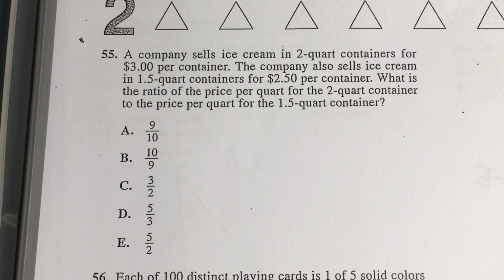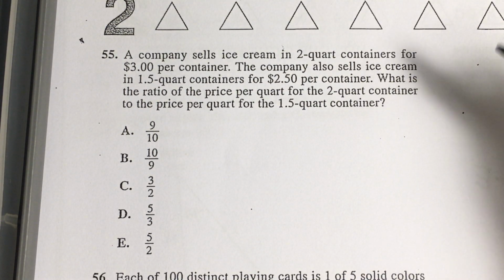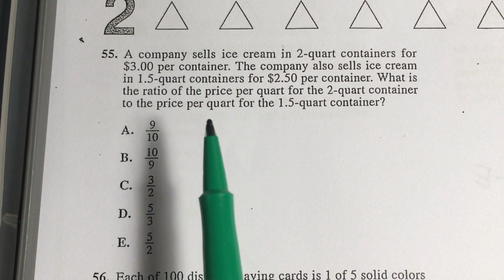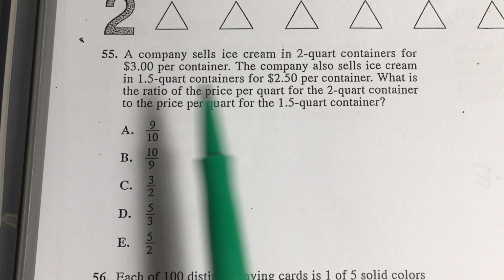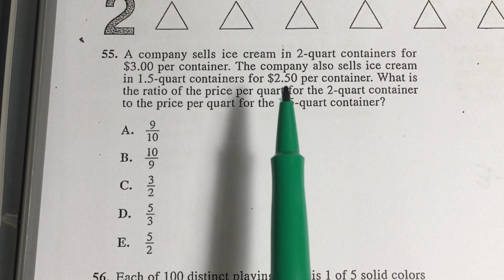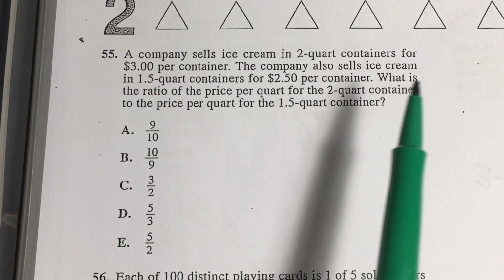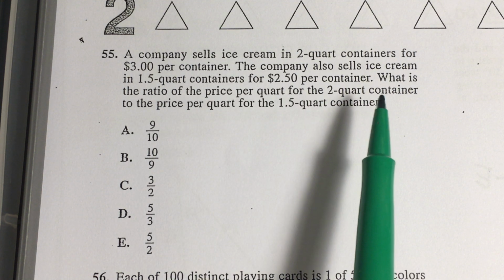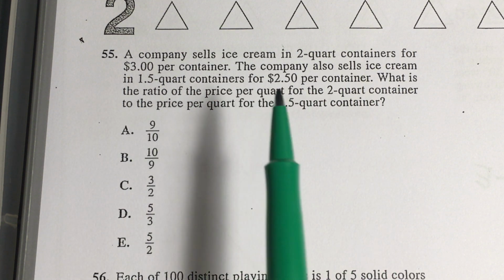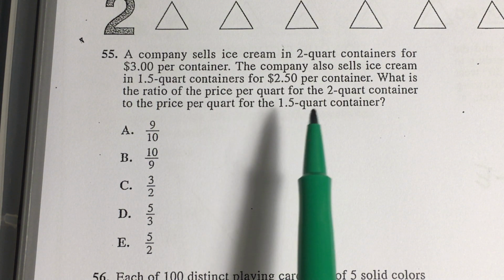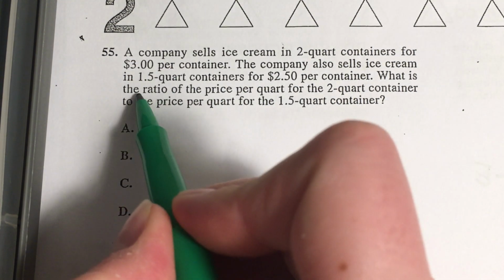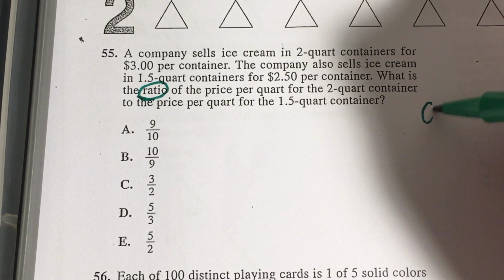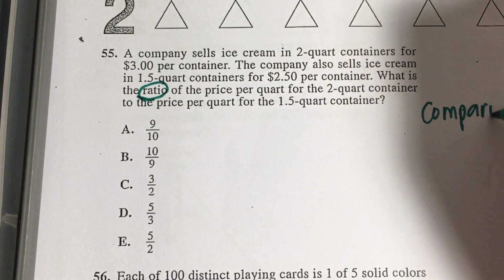For number 55, it says a company sells ice cream in 2-quart containers for $3 per container. The company also sells ice cream in 1.5-quart containers for $2.50 per container. What is the ratio of the price per quart for the 2-quart container to the price per quart for the 1.5-quart container? So it says ratio. Ratio means comparison. Right, so we're going to compare it.